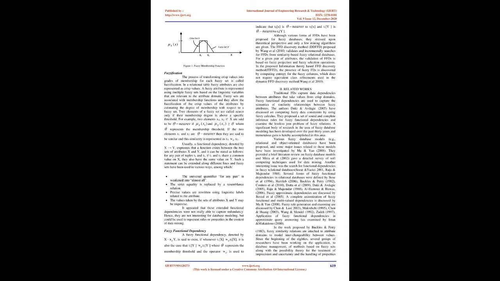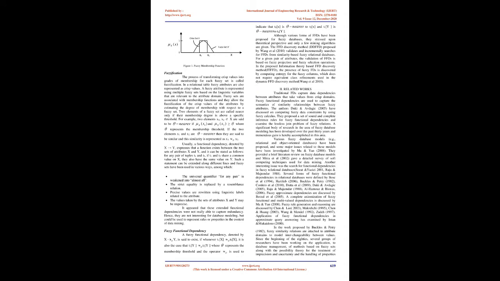Usually, a functional dependency, denoted by X → Y, expresses that a function exists between the two sets of attributes X and Y, and it can be stated as follows: for any pair of tuples t1 and t2, if t1 and t2 share a common value on X, they also have the same value on Y.